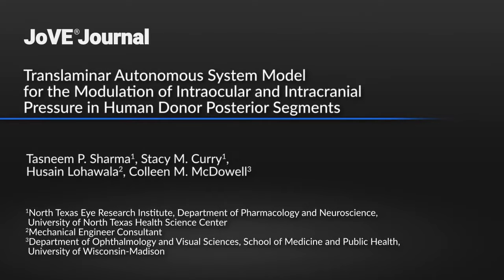This novel ocular translaminar autonomous system uses the human posterior segment to independently regulate intraocular and intracranial pressures to generate a translaminar pressure gradient. The TAS model allows the evaluation of human intracranial pressure in an ex vivo, preclinical manner that previously could not be studied. This model could potentially be used to study diseases such as glaucoma, traumatic brain injury, idiopathic intracranial hypertension, and spaceflight-associated neuroocular syndrome.